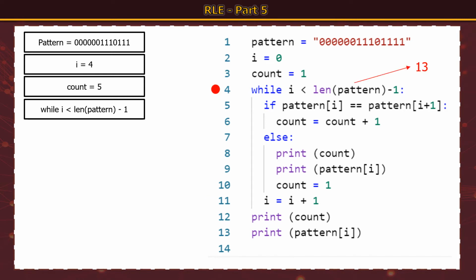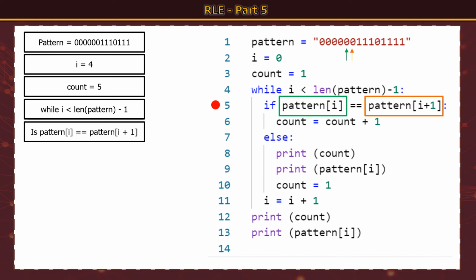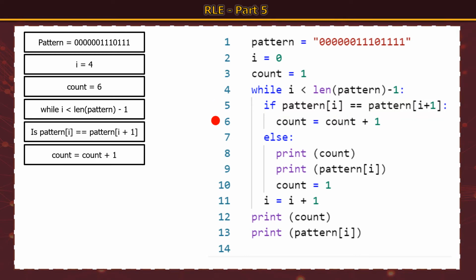Again, we come round the loop, because I is now 4, and 4 is still less than 13, so we come down to line 5, and we look at pattern I is equal to pattern I plus 1. Well, I is 4 this time, so we look at index 4 and index 5, because I plus 1 would give us 5. And you can see, as shown by the arrows at the top, 0 is equal to 0, so therefore line 6 would run, and count equals count plus 1, so count is now 6. Again, we go down to line 11, I equals I plus 1, so I becomes 5.